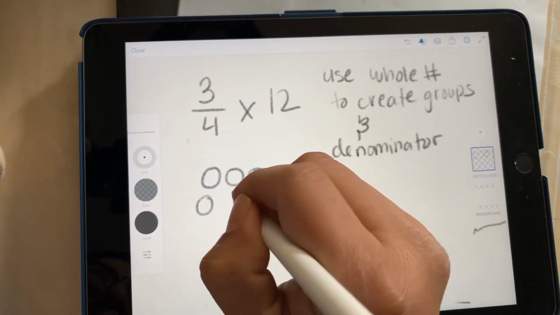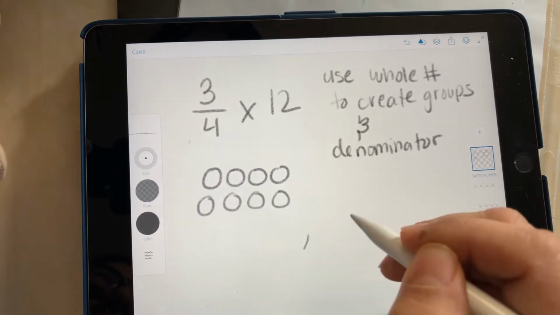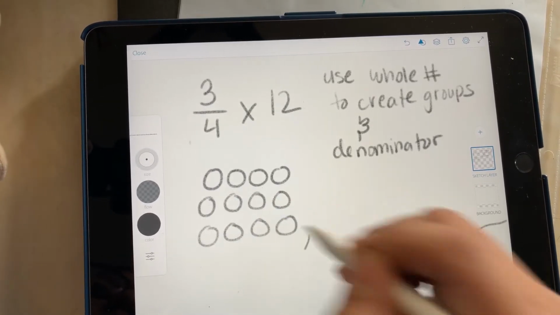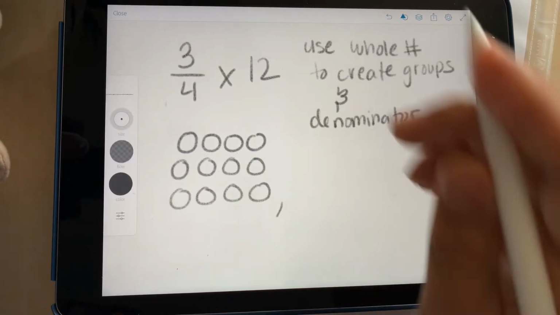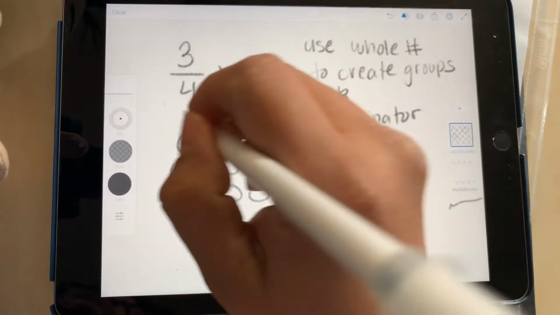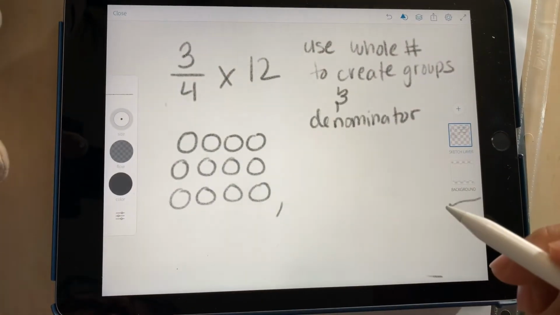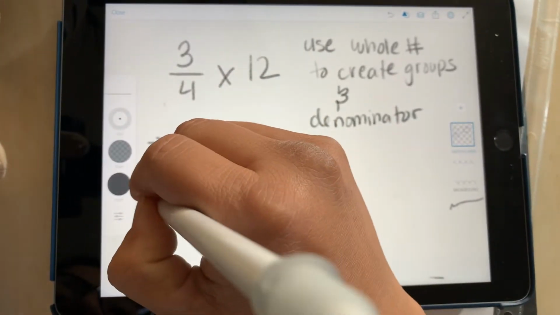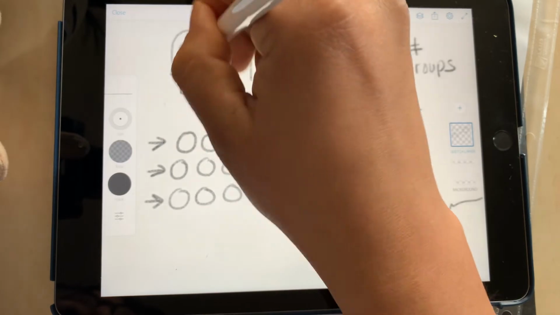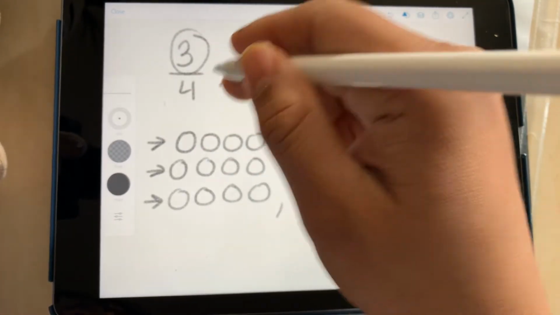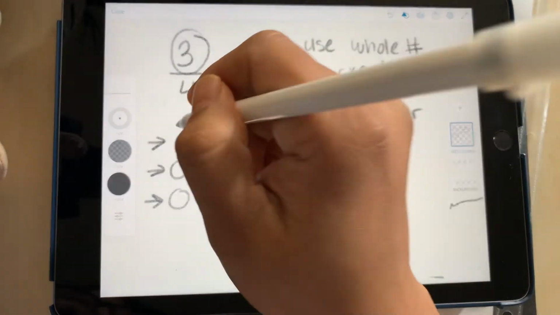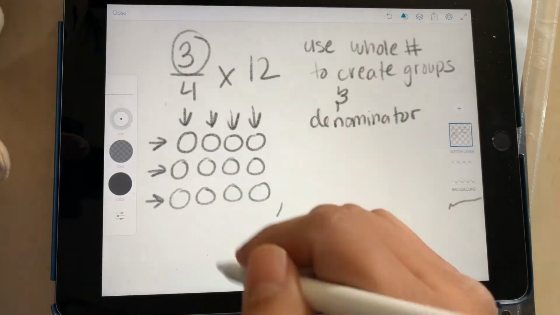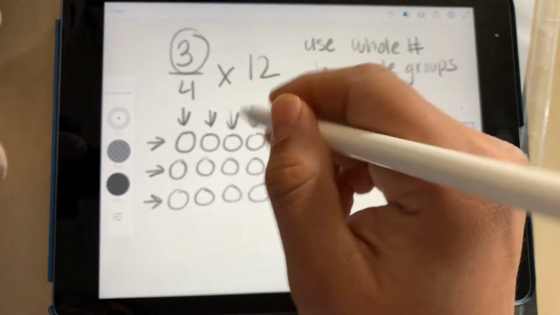So now I have 5, 6, 7, 8. I have to keep going. 9, 10, 11, 12. You with me so far? I made 12 circles using my denominator to create the groups. So these are rows, right? To find the numerator out of the denominator, we're going to be using columns. These are columns. So notice how many columns I have. I have 4, right? 1, 2, 3, 4.